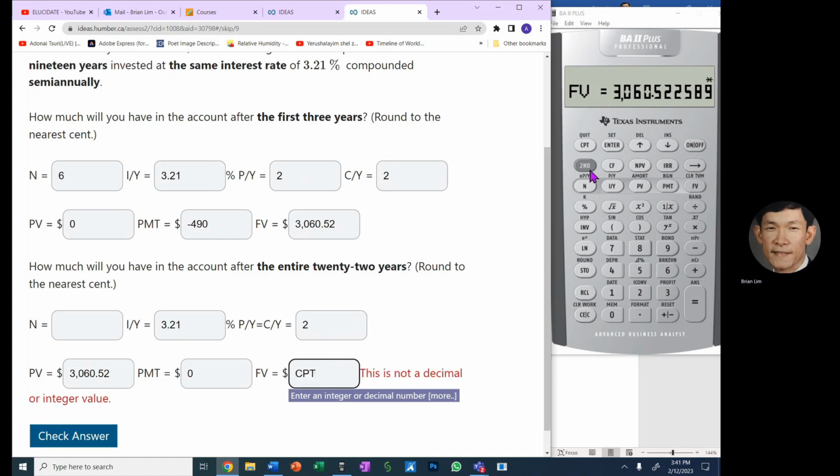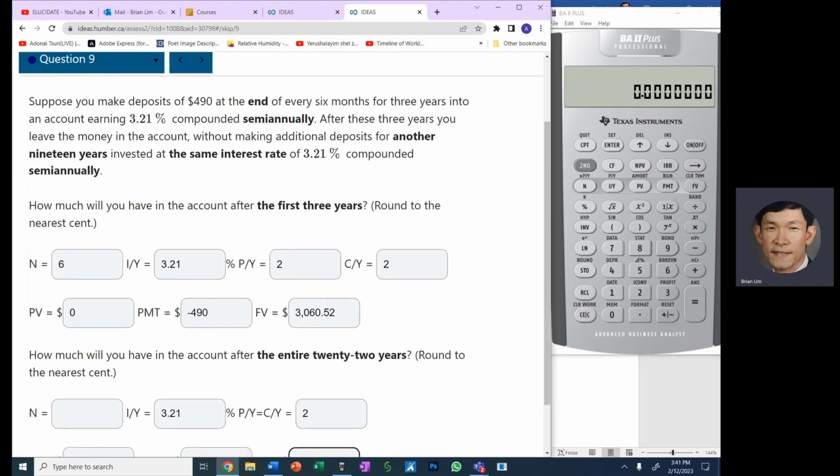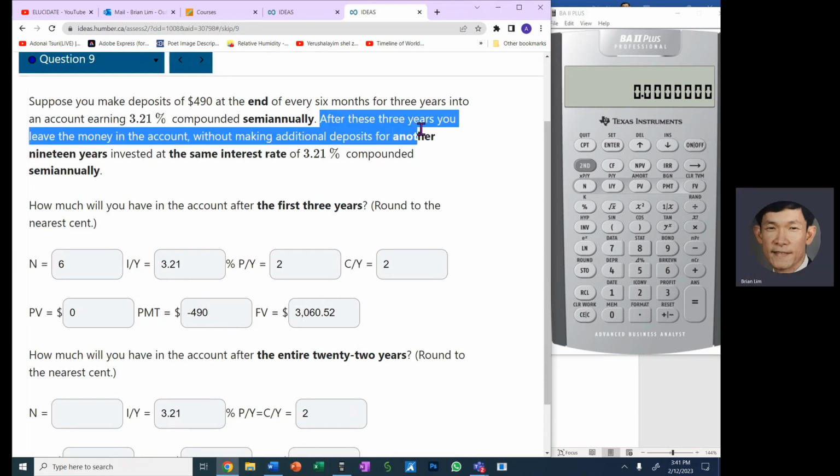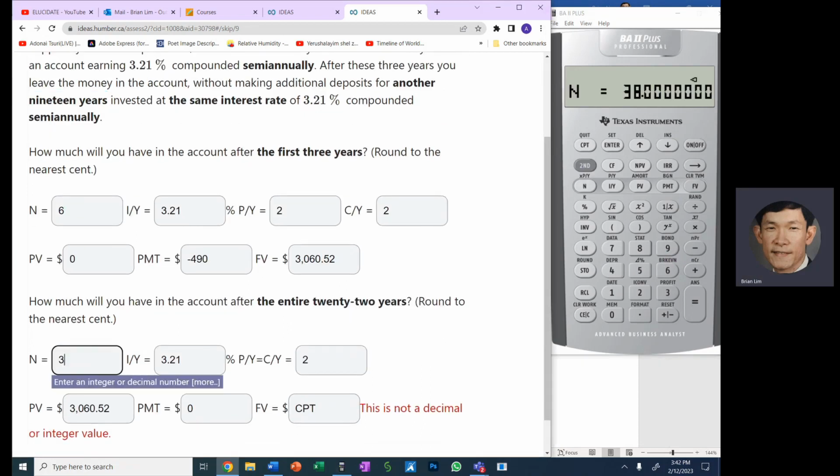Okay, so let's go again. The PY and CY, they're still 2, so we don't need to worry about that. The N now is 22 years, but remember, 3 years have passed. That's why it says after these 3 years, you leave the money in the account without making additional deposits for another 19 years. So to calculate N, we will use 19 years. So 19, second, and N turns out to be 38.